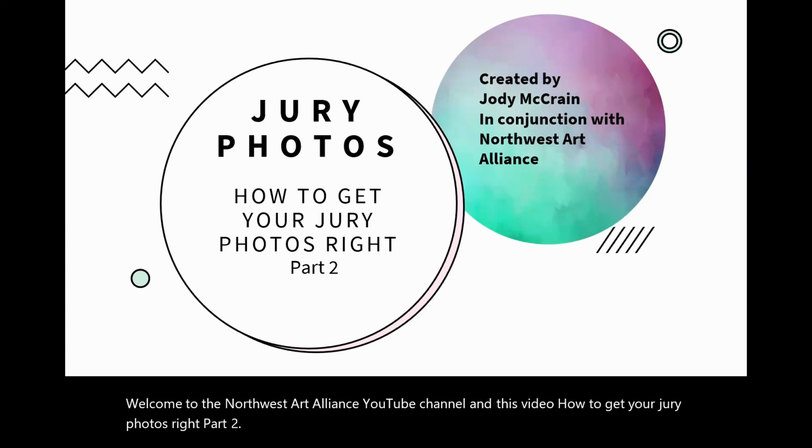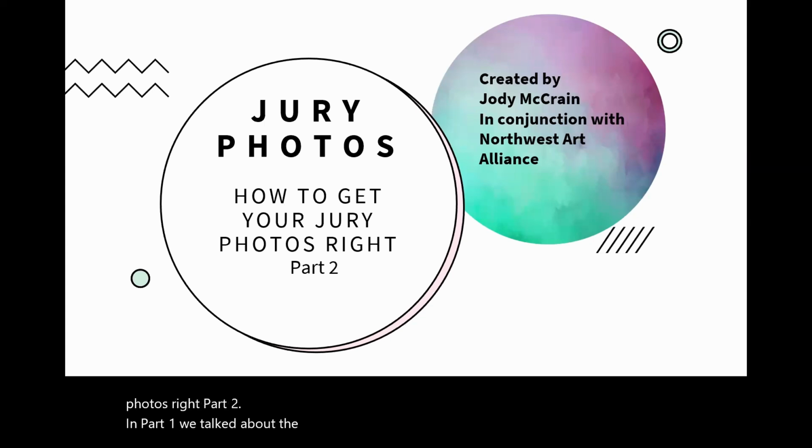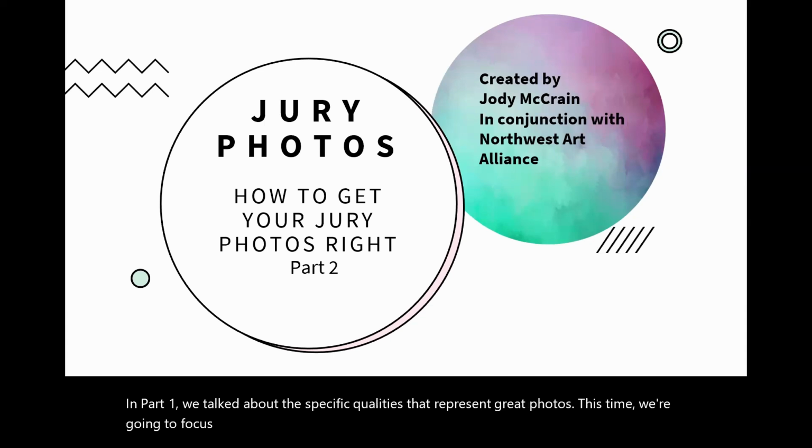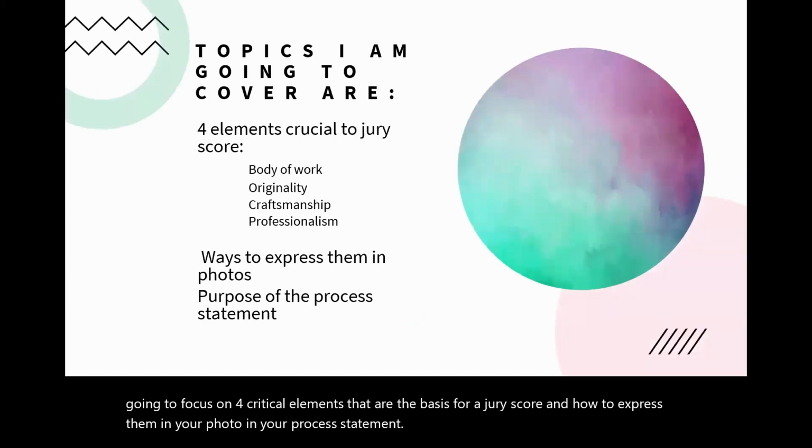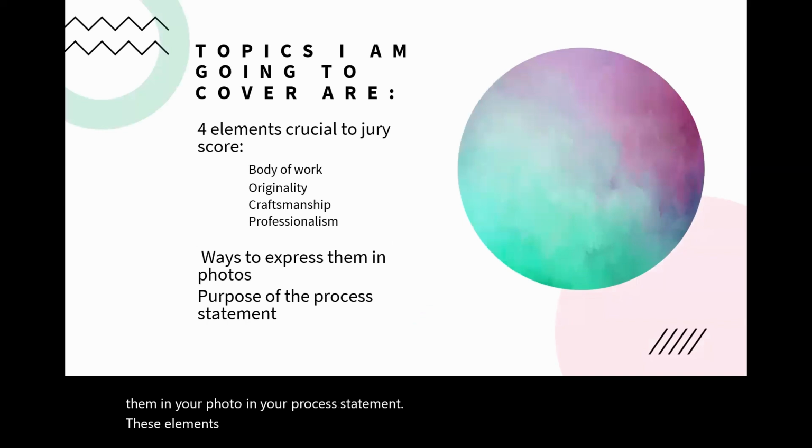In Part 1, we talked about the specific qualities that represent great photos. This time, we're going to focus on 4 critical elements that are the basis for a jury score and how to express them in your photo and your process statement. These elements are a body of work, originality, craftsmanship, and professionalism.